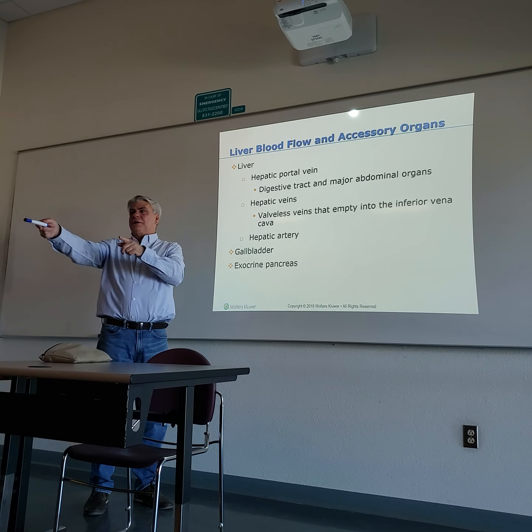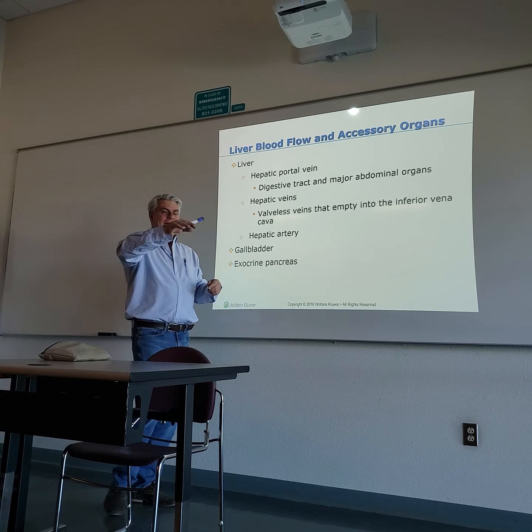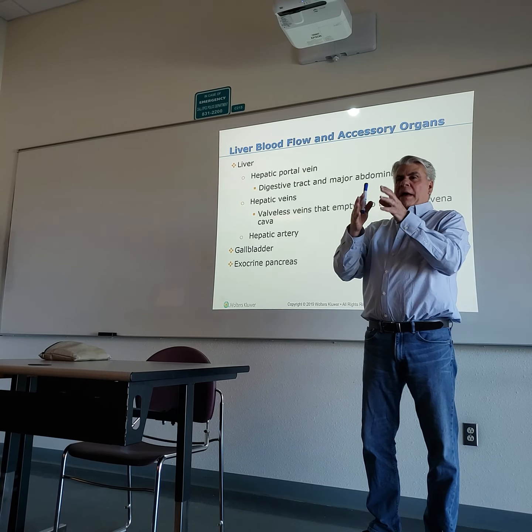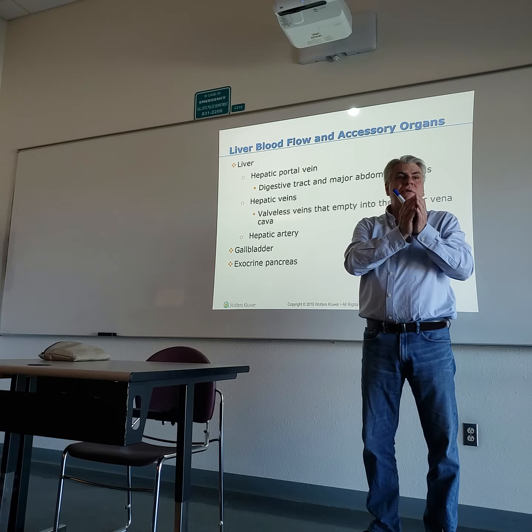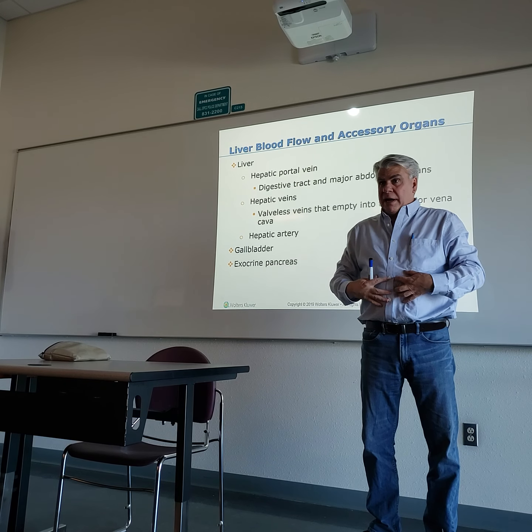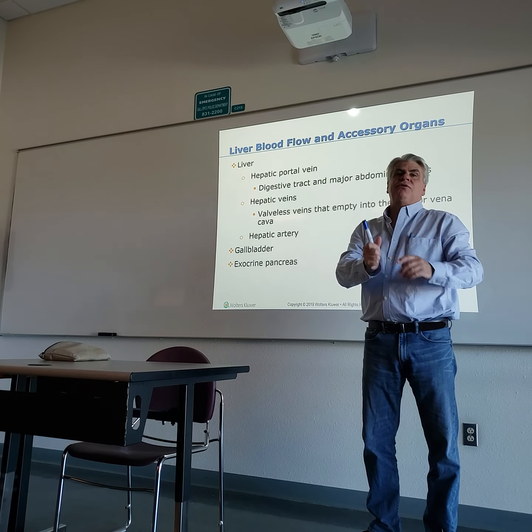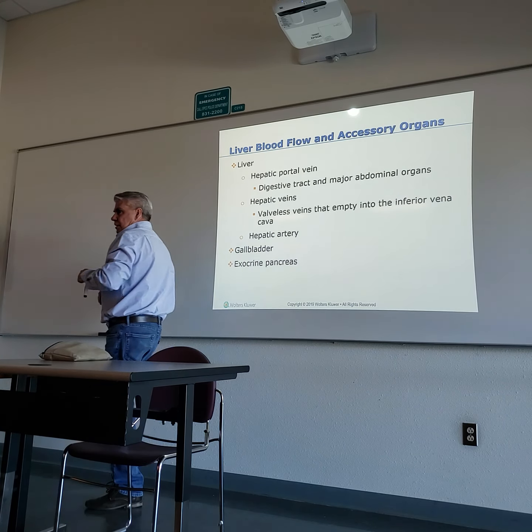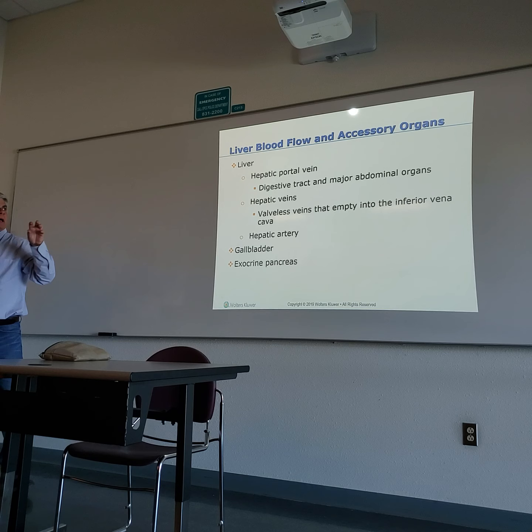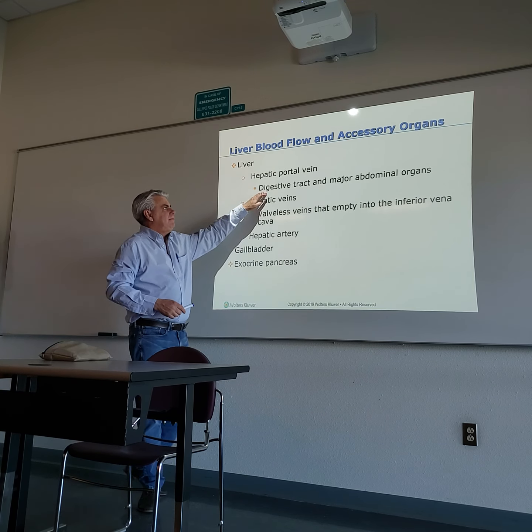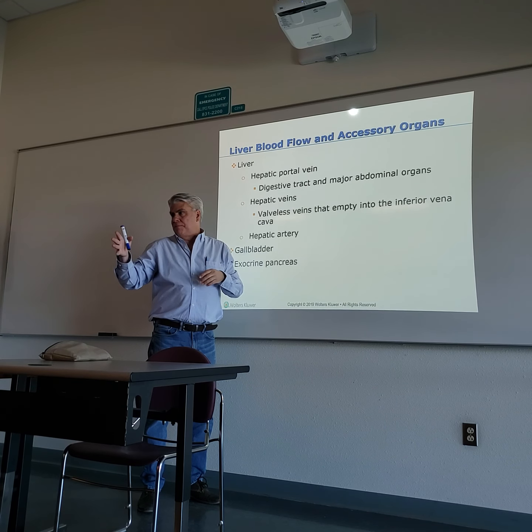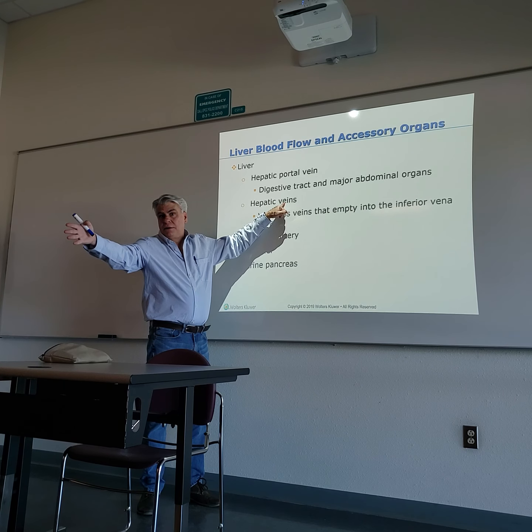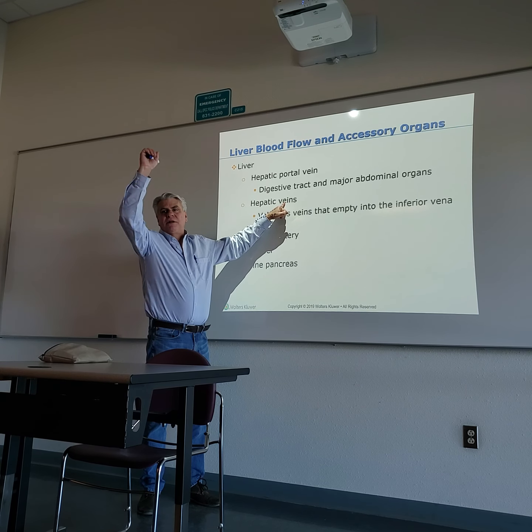Good, that's what I'm looking for, the first pass effect. The hepatic portal vein, everything you eat, it gets absorbed in the GI tract, goes to the liver first. It's called the first pass effect. That's what the hepatic portal vein does. It drains everything from your abdominal organs and digestive tract to the liver first. Then it leaves via the hepatic vein, goes back to the vena cava and to the heart, right?